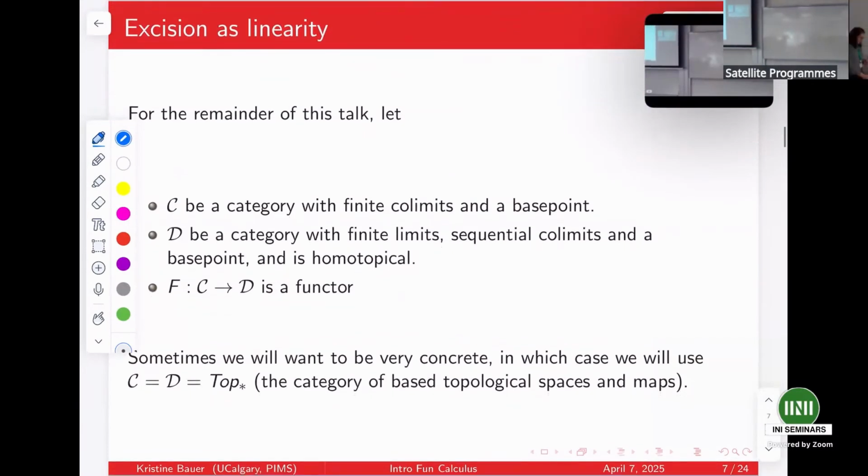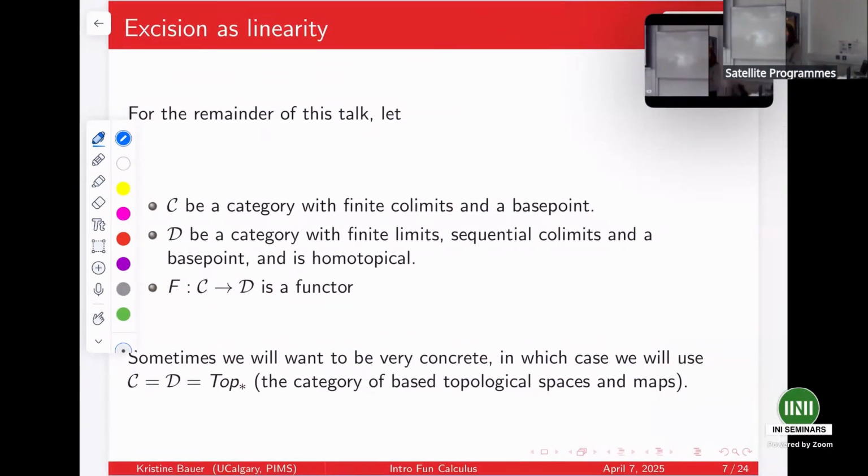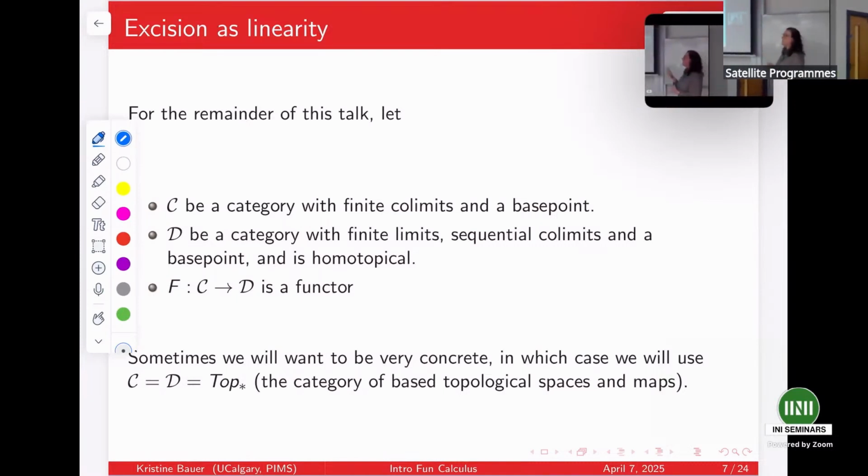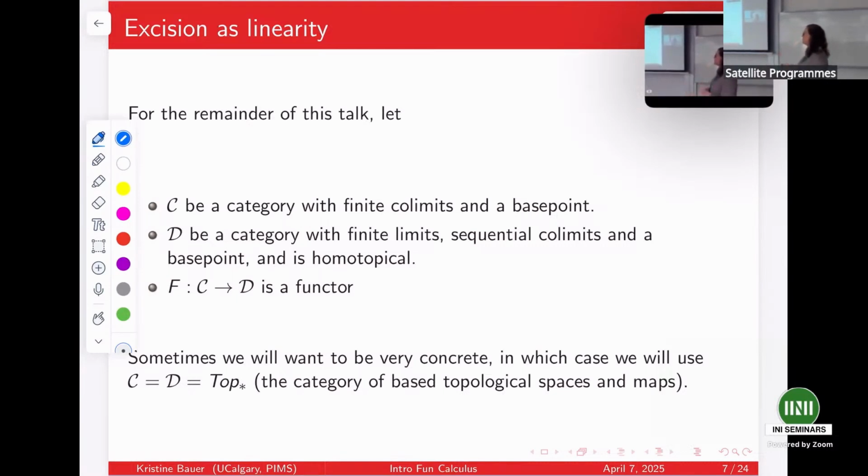So for the remainder of this talk, what I want to be doing is mostly talking about categories and non-infinity categories. And I'm going to be talking about functors from a category C to a category D. My category C, I need to be able to take finite colimits. And I want everybody in sight to have a base point. My category D, I'm going to need to take finite limits, but also sequential colimits. And I also want that one to have a base point, and I also want that one to be homotopical.